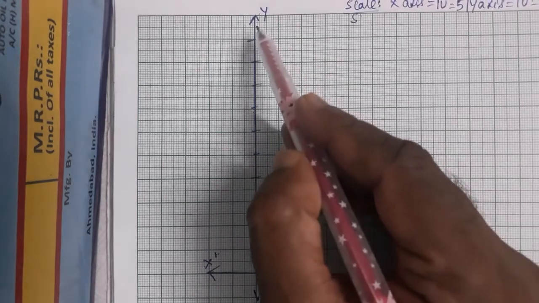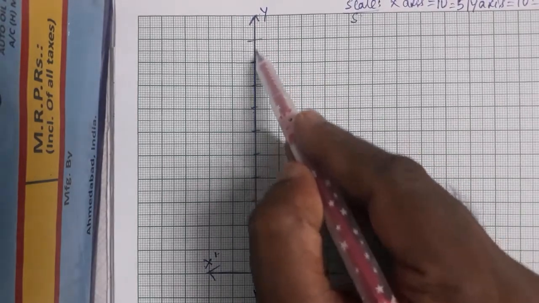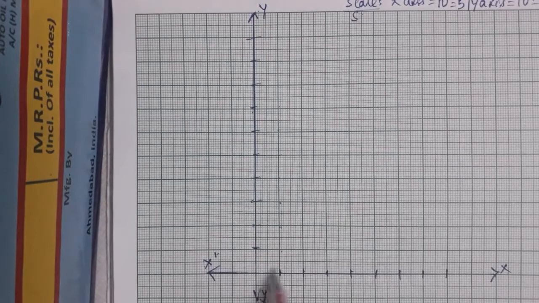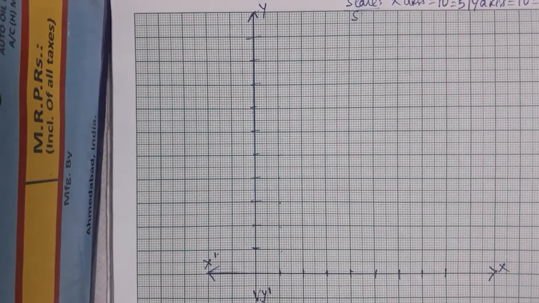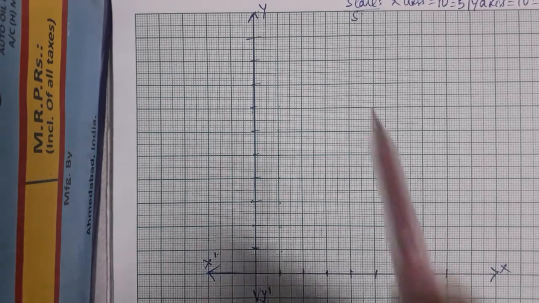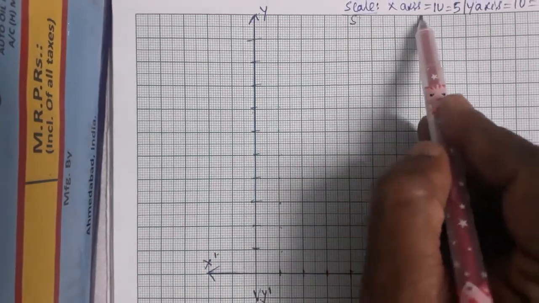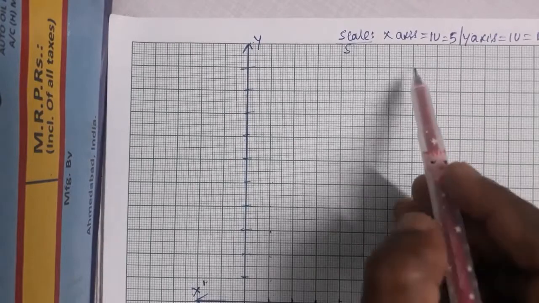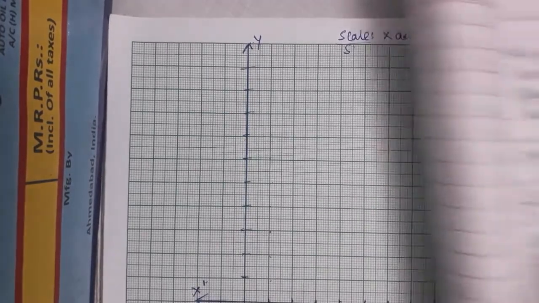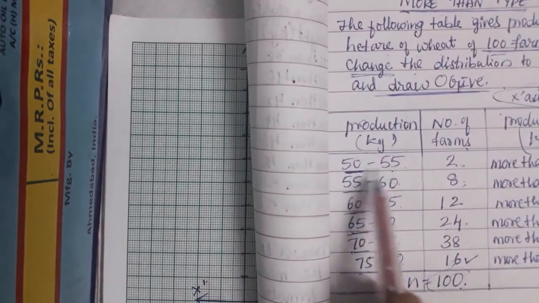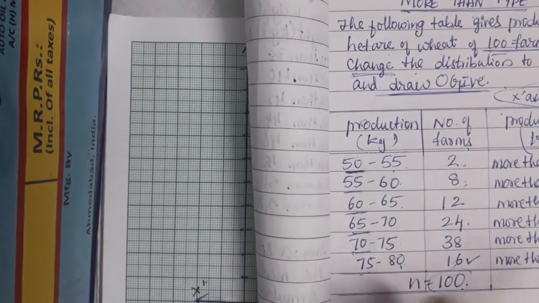Now, take the graph sheet and draw the y-axis and x-axis according to the given question. After this, writing the scale is important. Scale on the x-axis: I will take 1 unit equal to 5. The reason is, you can notice the size of the class interval is 5. 55 minus 50 is 5.